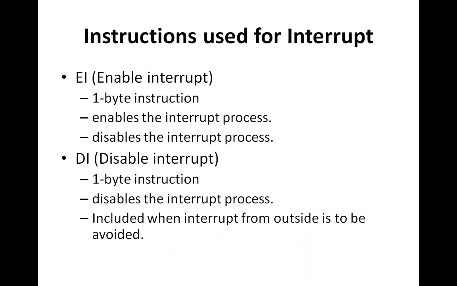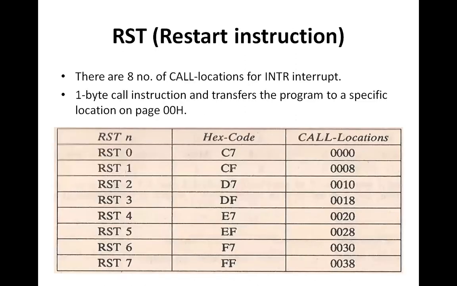We also have discussed the instructions which are used to enable and disable the interrupt. For that, we will be using the EI instruction and the DI instruction. And these are the restart instructions which are inserted to specify the call location where the service subroutine has to be executed after the RST instruction. An individual RST instruction has its own mnemonic code and hex code. This is the mnemonic code, and this is the hex code of the individual instruction.